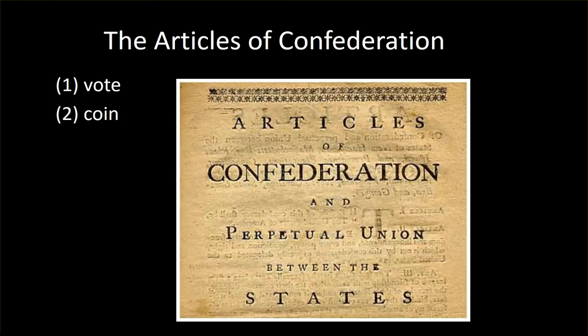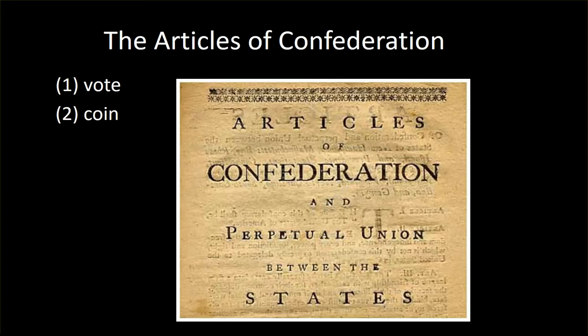The only powers that the Articles specifically gave to the National Congress were the powers needed to complete the war. So Congress can declare war. They can handle foreign affairs and alliances. They can make treaties, but not a lot besides that. Congress has no real financial power under the Articles of Confederation. It could coin money, it could print money, but it couldn't tax at all. And it couldn't even regulate trade.